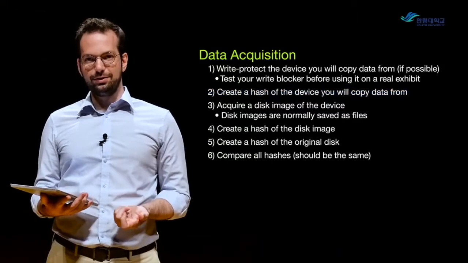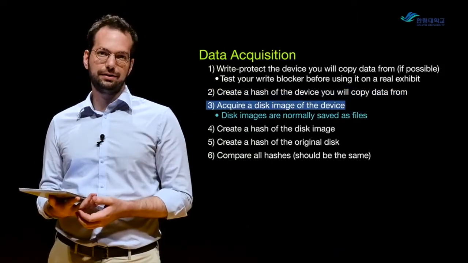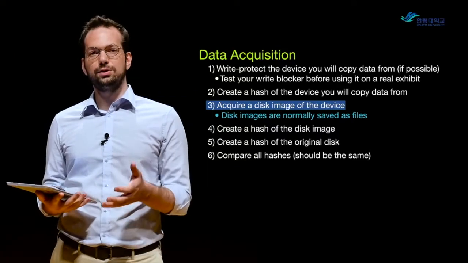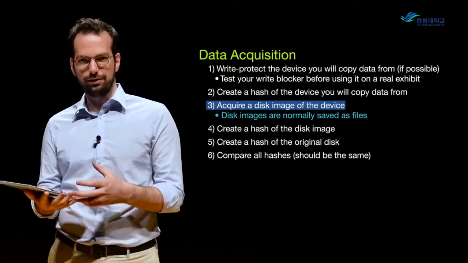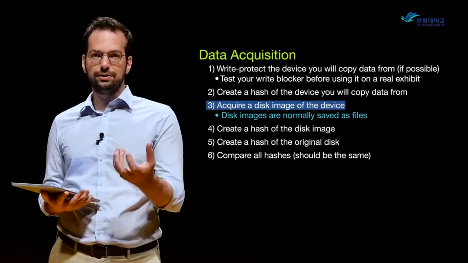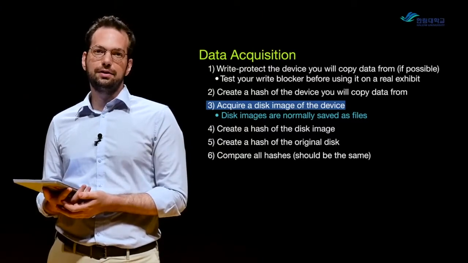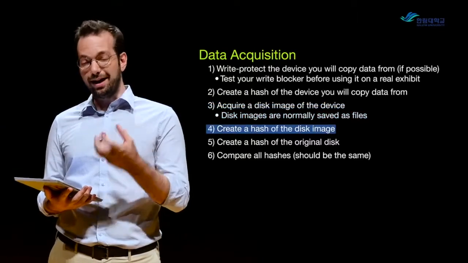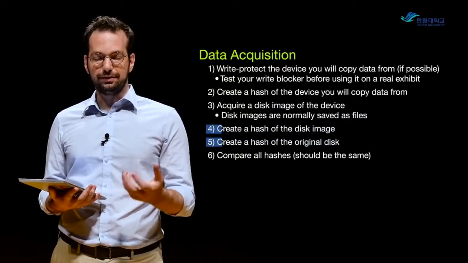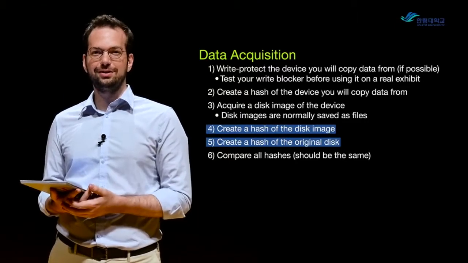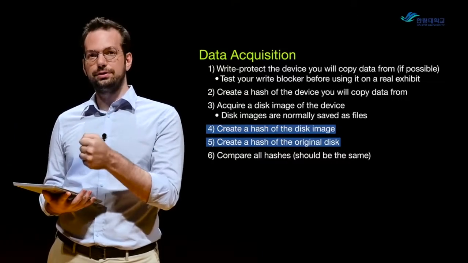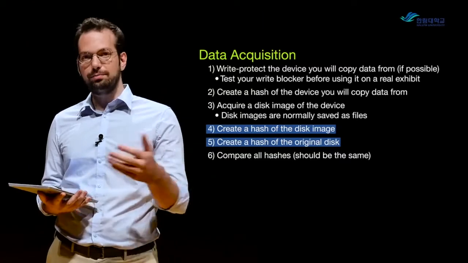Next, acquire the disk image of the device, so actually copy the data into a file form or potentially copy it to another hard drive. This is what you will actually use to work with during your investigation. Once you've made a copy of the suspect's data and you either have it in a file format or copied to another hard drive, then we want to create hashes for the copy of the data that we've created and the original again. We make a copy of the data, we make a hash of the copy that we created to ensure that our copy is exactly the same as the original. We also make another hash of the original disk to make sure that we didn't make any modifications.